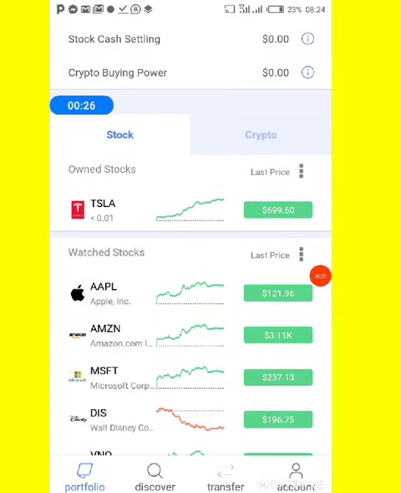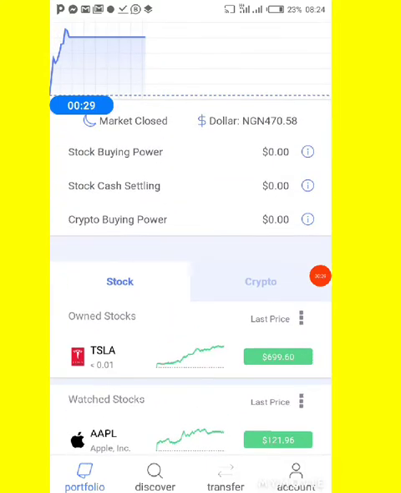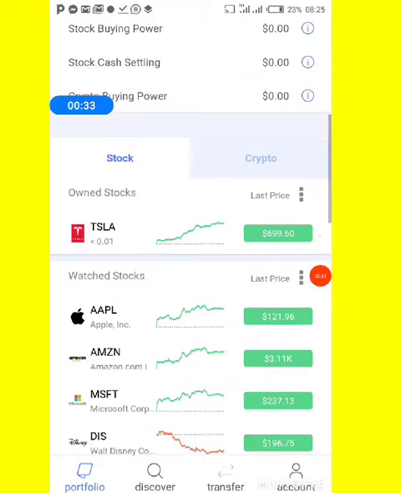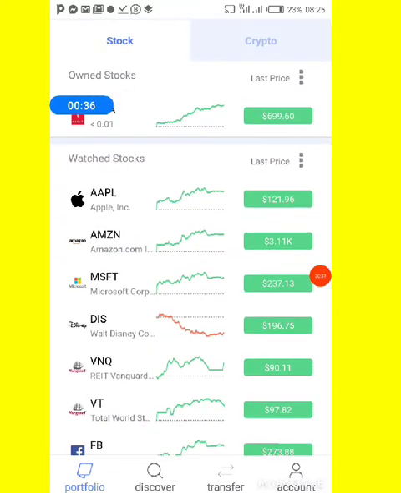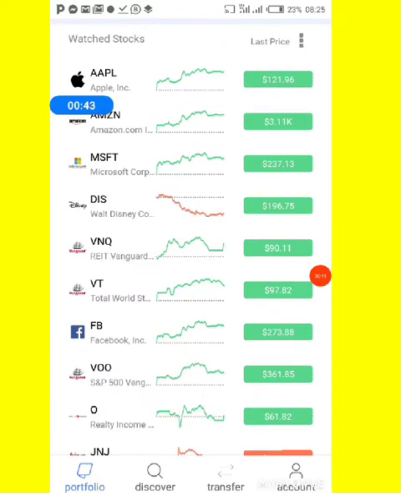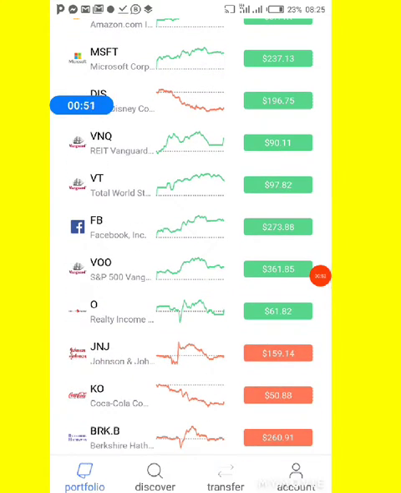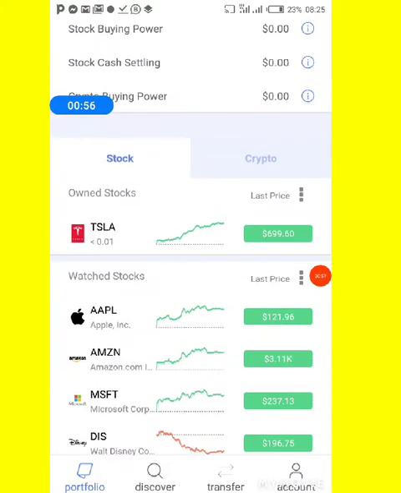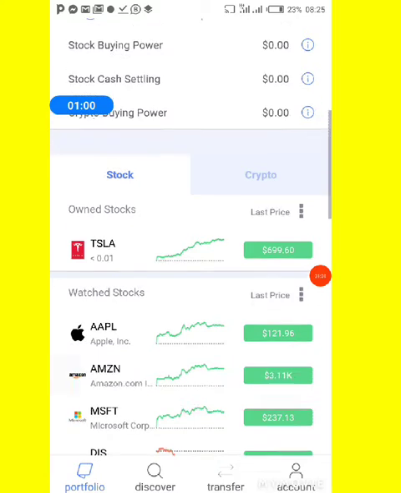Thank you. And today I want to talk about how to go about Passfolio with the icons here. I'm using the Passfolio app. If you open your Passfolio app, you'll see that we have about four icons just below here. One is Portfolio, the second one is Discover, the third one is Transfer, and the fourth one is Account. So today we are going to focus on three icons: the Portfolio, the Discover, and the Transfer.